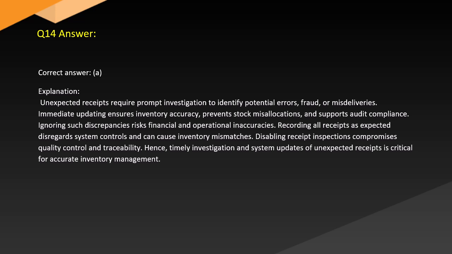Ignoring such discrepancies risks financial and operational inaccuracies. Recording all receipts as expected disregards system controls and can cause inventory mismatches. Disabling receipt inspection compromises quality control and traceability. Hence, timely investigation and system updates of unexpected receipts is critical for accurate inventory management.